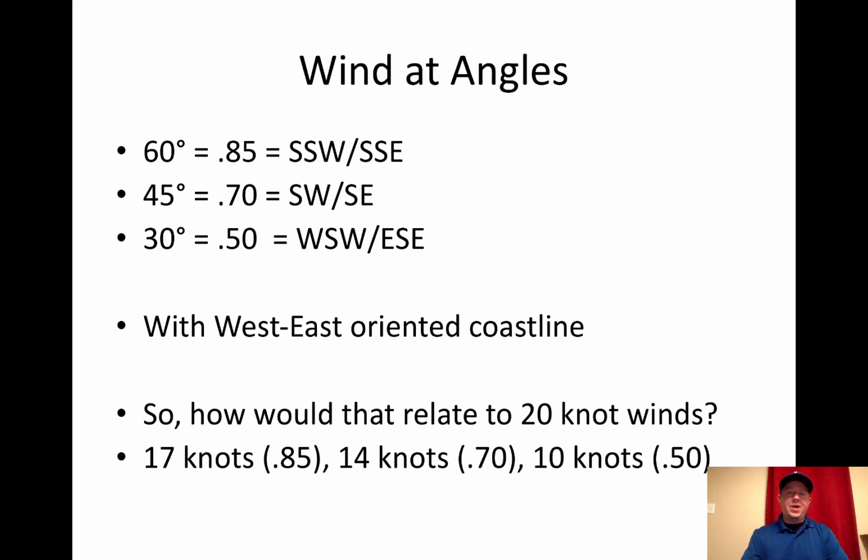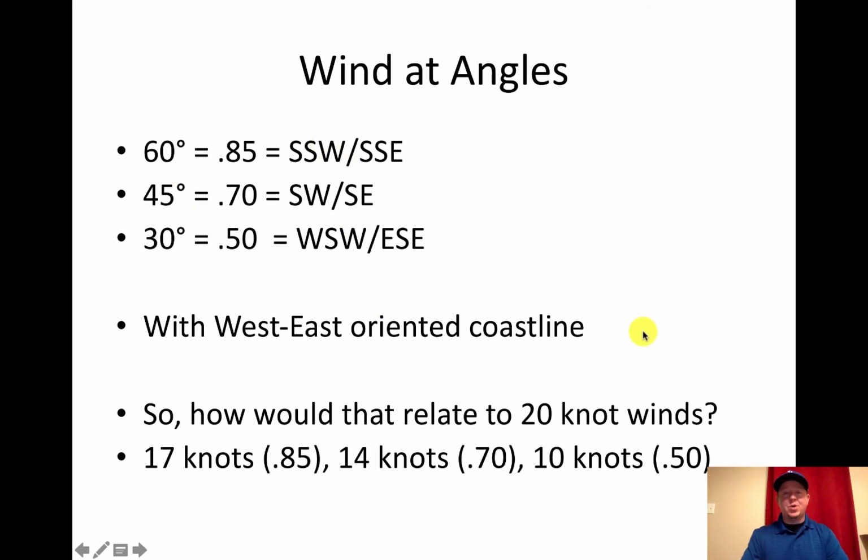So here, we're assuming a west-east orientation, so more like the northern Gulf Coast. And this goes, again, back to trig, all right? So when you're at south-southwest to south-southeast, you're at a 60 degree angle, which, if you take the sine of that, is 0.85. If you're southwest to southeast, you're at a 45 degree angle, and you're at 0.7. Again, the sine of 45 degrees. And the sine of 30 degrees, you get 0.5 for the west-southwest, east-southeast. Again, this is from a west to east orientation, all right? This is all I really want you to remember for the scope of this lecture.